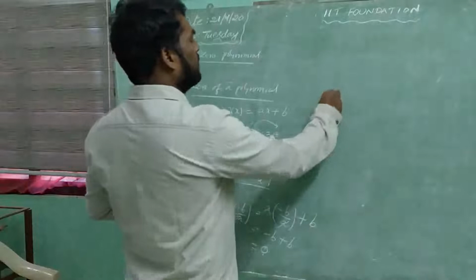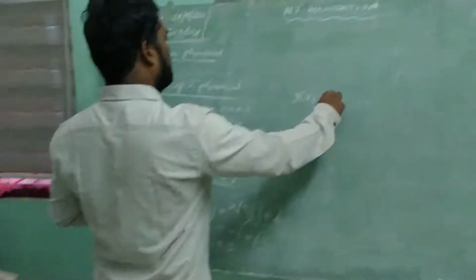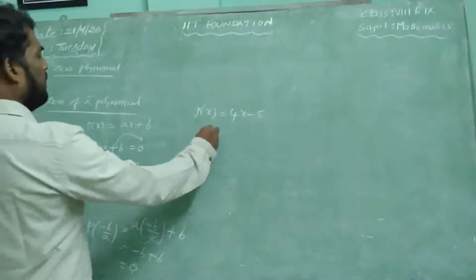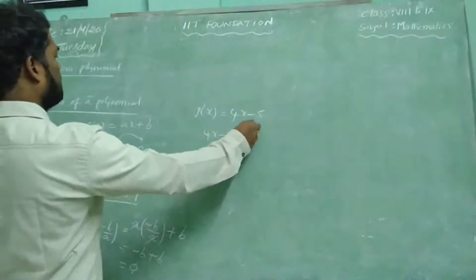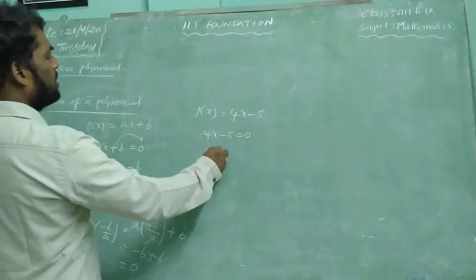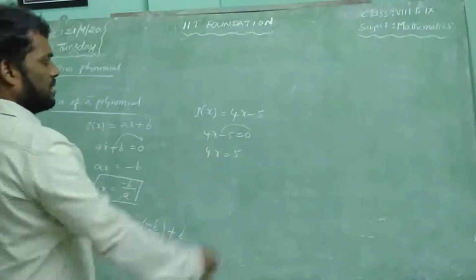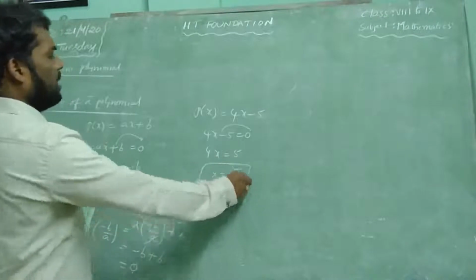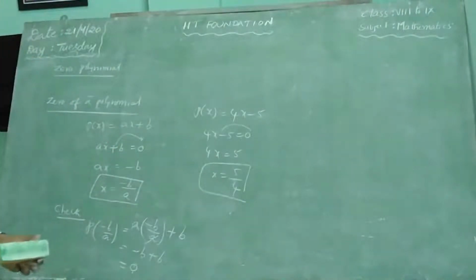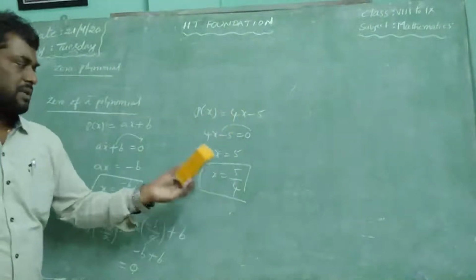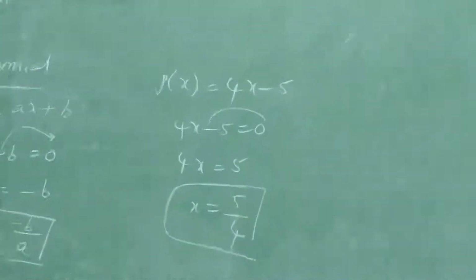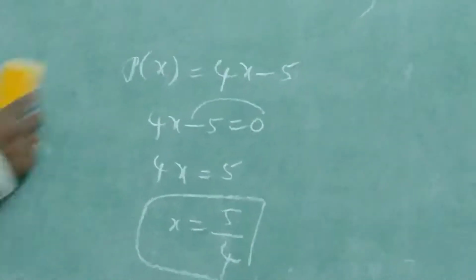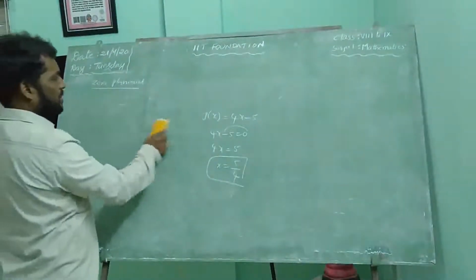One more example, find the zero of the polynomial 4x minus 5. So your answer begins with 4x minus 5 is equal to 0. 4x is equal to, after transposition, minus 5 changes as plus 5. Then x is equal to 5 by 4. Therefore zero of the polynomial 4x minus 5 is 5 by 4. So like this you can find zero of different kinds of polynomials.